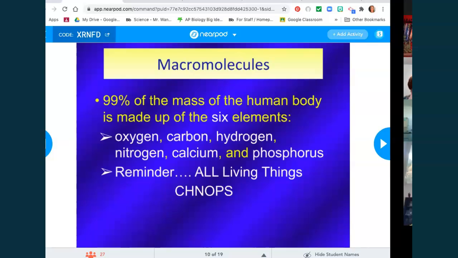So 99% of our bodies are made up of 6 elements. And this is going to be a test question. So mark it, write yourself a note. C, H, O, N, P, and S. CHONPS.